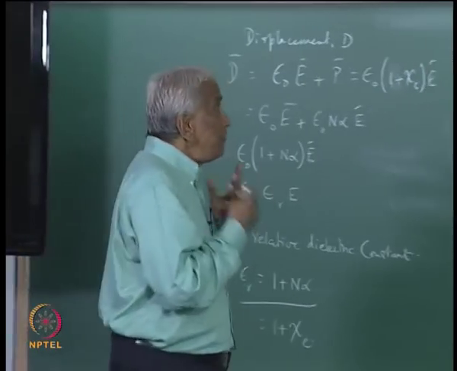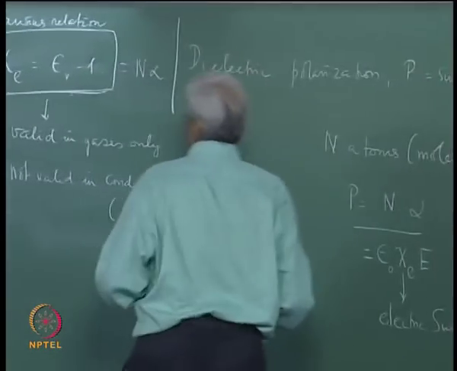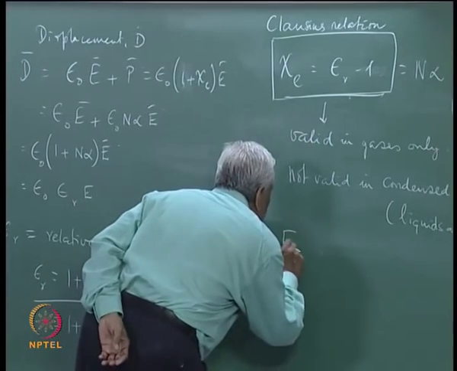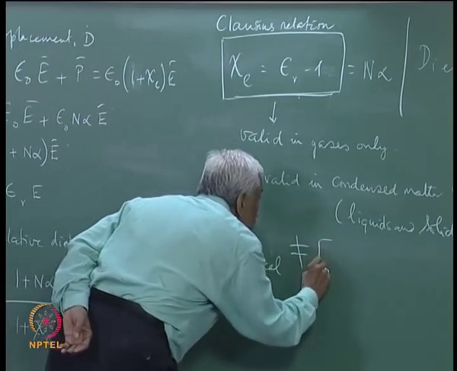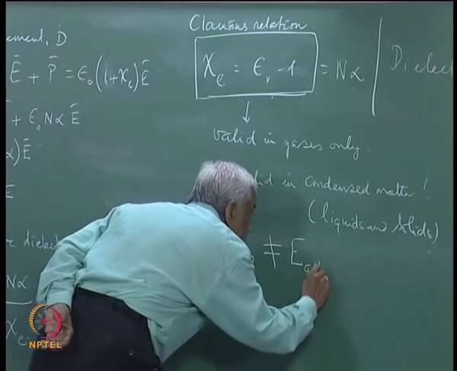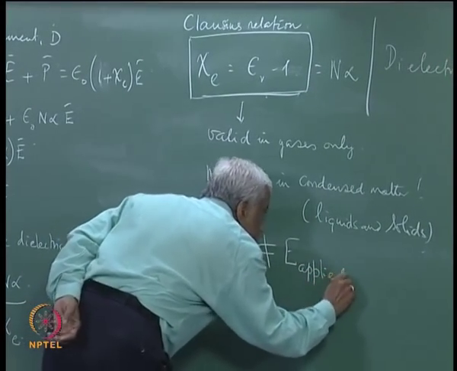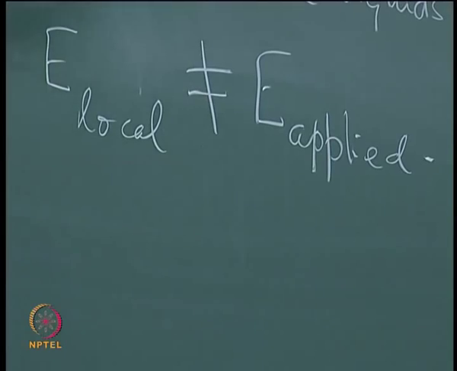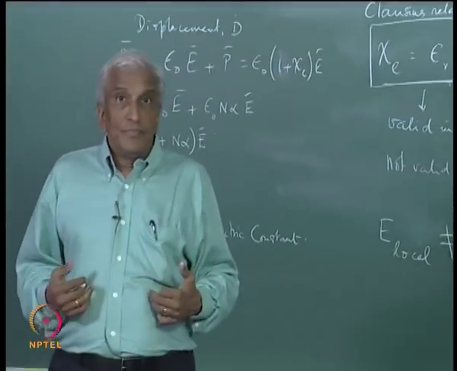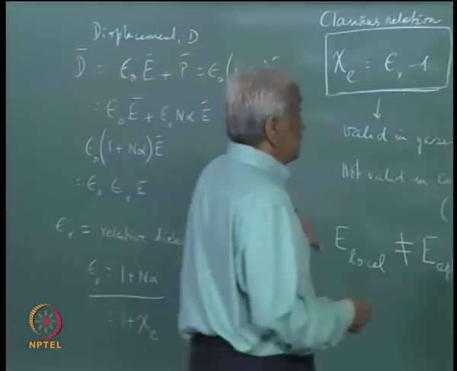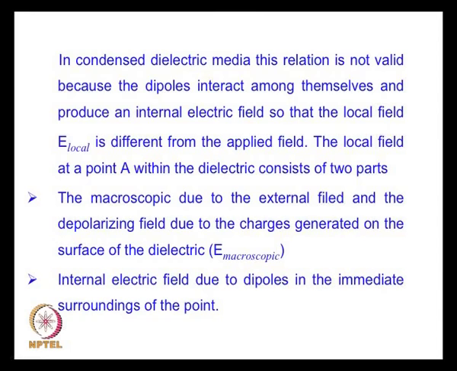So, this local field differs. So, E local is not equal to E applied. That is the reason why this relationship is not valid. How does it differ? Now, the local electric field has two contributions.